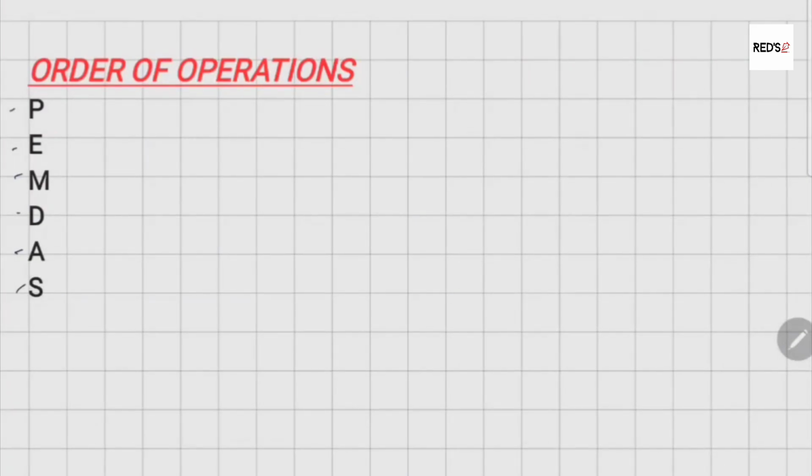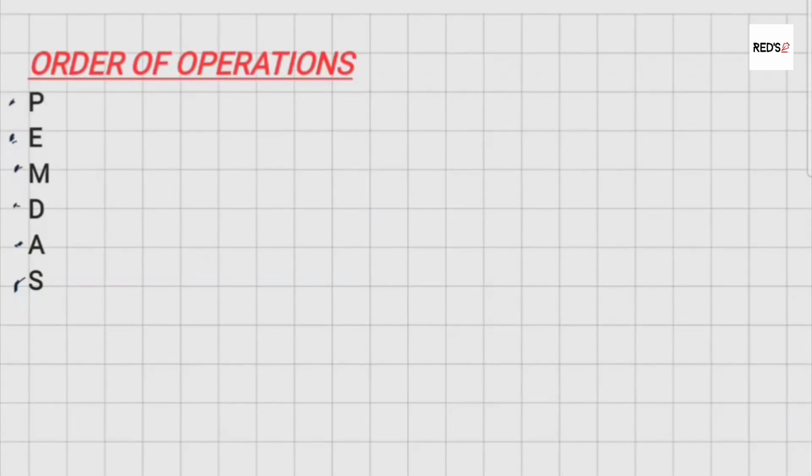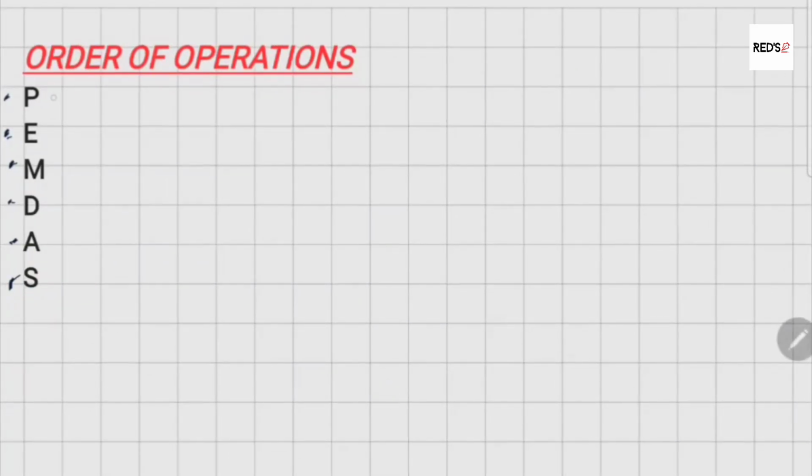To easily remember the order of operations for whole numbers, let's have the acronym PEMDAS, or the letters P, E, M, D, A, and S. Now, each letter stands for an operation that you will be doing. So the first one is parenthesis. But usually it's not only parentheses.